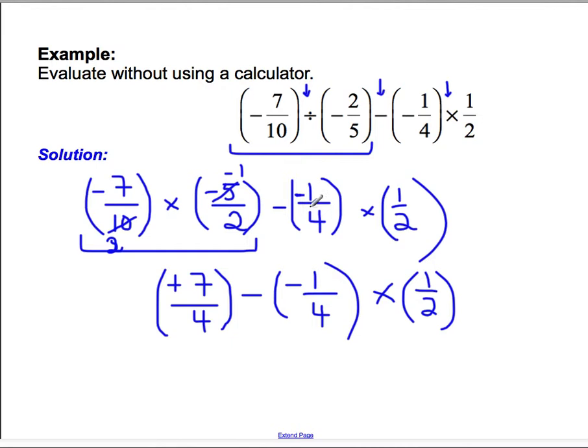Let's double check our work. -1, yep, we're all good. So a lot of you guys are going to be tempted to do this subtraction first, but we don't. We have to do the multiplication. We have 2 more operations left. We have subtraction, we have multiplication. We got to do that multiplication first. So positive 7 over 4.